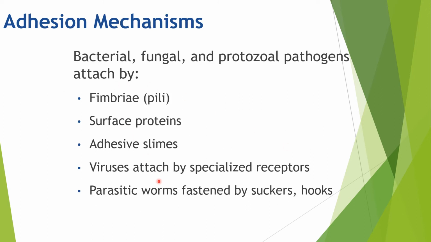Now, some examples of how they're going to attach to the host tissue. Some of them have these fimbriae. The bacteria that have those fimbriae, they're kind of like little tiny hair-like structures that help them stick to the tissues. Or they can have some specific proteins on their surface that will bind to specific receptors. Or they can have this slime layer around their cells. Some bacteria definitely have those capsules or adhesive slime layer that would help them attach to the host. Viruses, for example, have specific proteins on their surface, and so they will bind to specific receptors of the host. Parasitic worms, as we just said, will use their suckers and hooks to latch on to the host tissue.